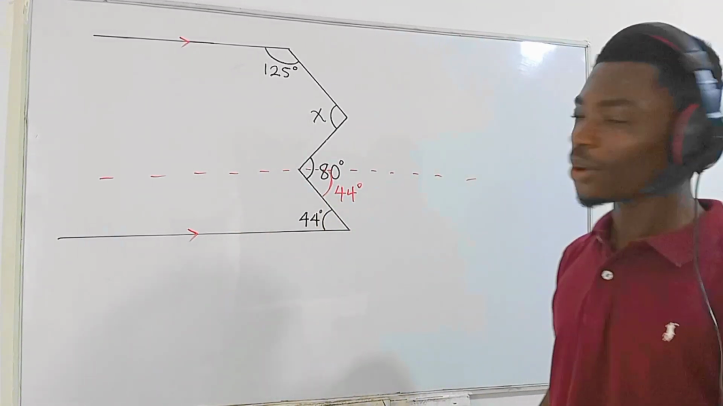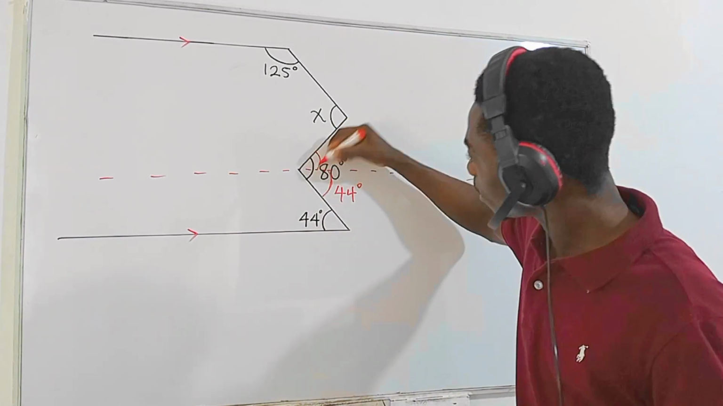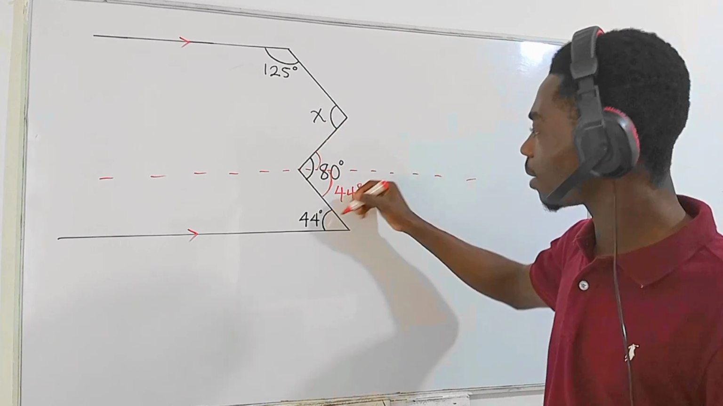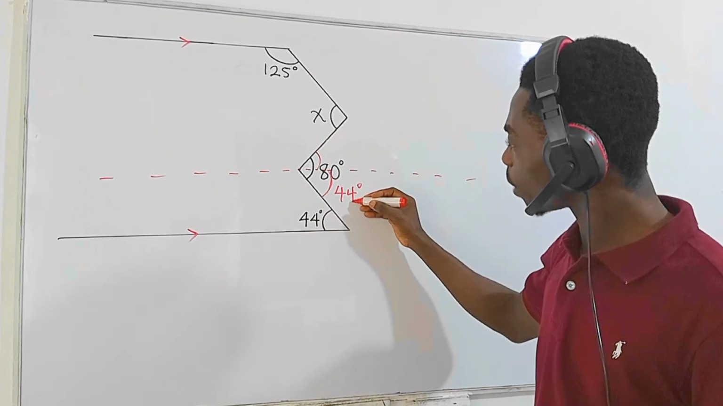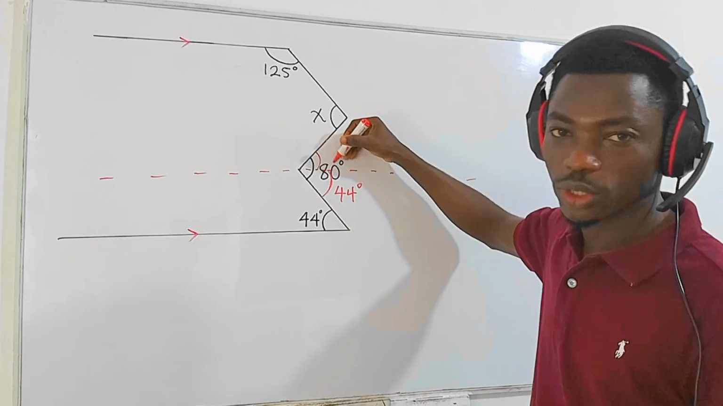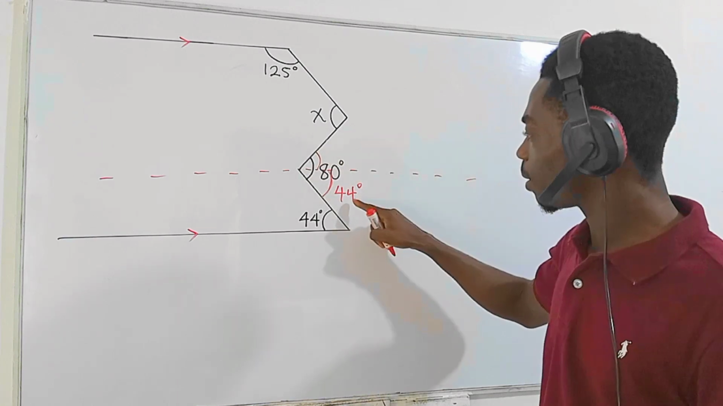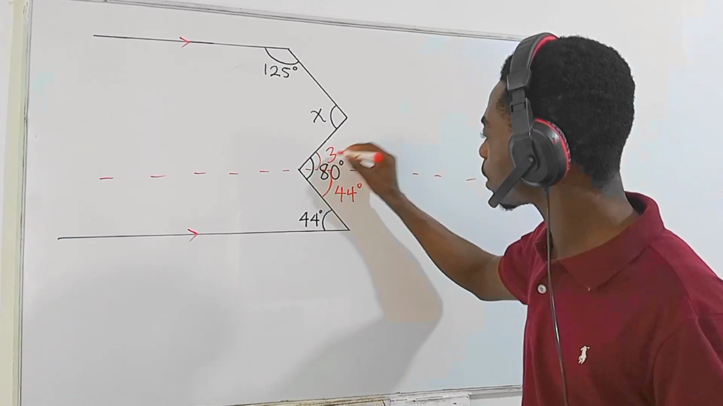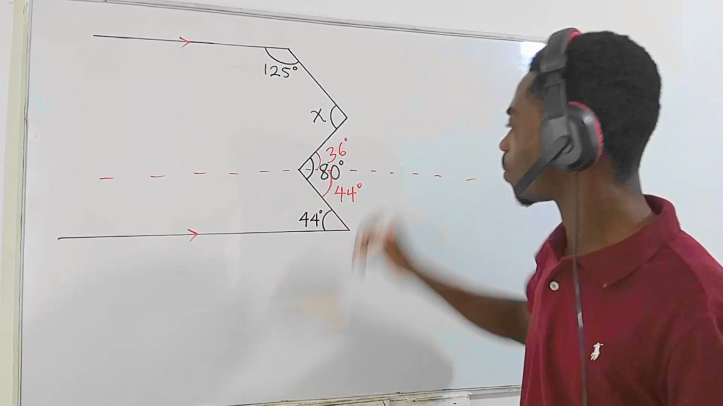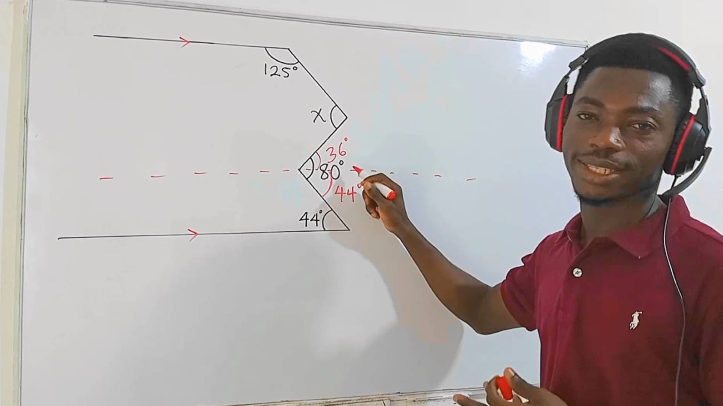Cool. Now, what about this angle here, the remaining angle? Don't forget that the whole of this angle is giving us 80 degrees. So now that we know this angle, if we add it up to this one, we should get 80. So to get this angle right here, we have to take 44 from 80, and that will give us 36. So this angle here is also 36. Remember, if we put them together, we'll be getting 80 degrees.